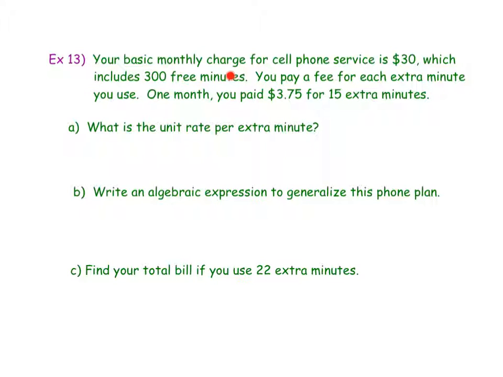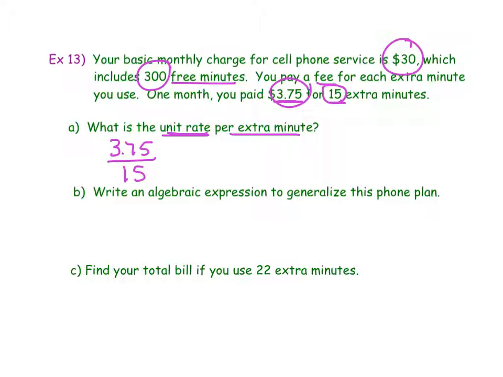It says your basic monthly charge for cell phone service is $30, which includes 300 free minutes. You pay a fee for extra minutes that you use. In 1 month, you paid $3.75 for 15 extra minutes. What is the unit rate? So write that question down, and then what is the unit rate per extra minute? So to find the unit rate for extra minutes, you take the $3.75 that you paid for the 15 extra minutes and divide it by 15. So if I divide this by 15, I get 25 cents per 1 minute. So that's the unit rate, 25 cents per minute.